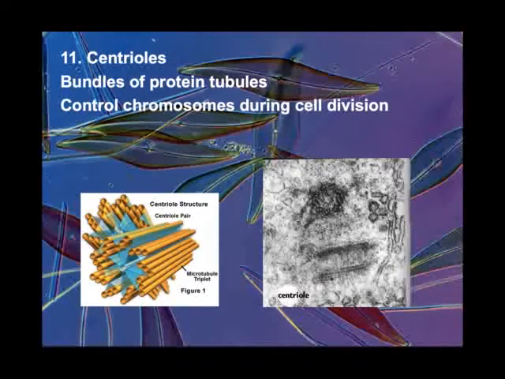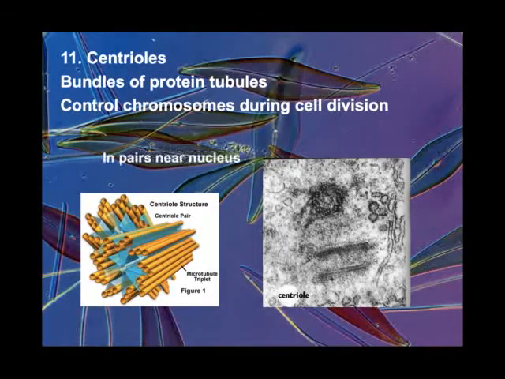What happens with the centrioles is they control the chromosomes during cell division. We have to ensure that the chromosomes get divided up evenly, and that's kind of the job of the centrioles. We'll talk more about that when we talk about cell division later.